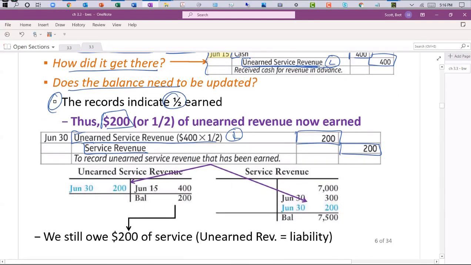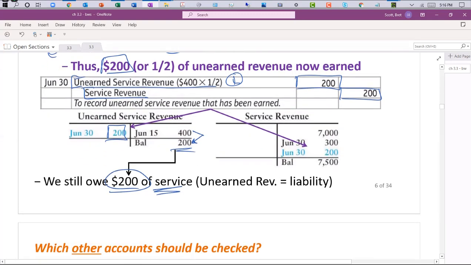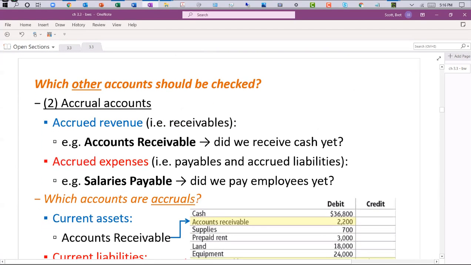What happens as a result of that? When I post the debit to the unearned service revenue account, I can see it goes from 400 down to 200, meaning that I still owe either $200 of service or I need to pay back the $200 cash to the customer. What other accounts should be checked? Well, we've got deferral accounts and we've got accrual accounts, specifically accrued revenue accounts and accrued expense accounts.